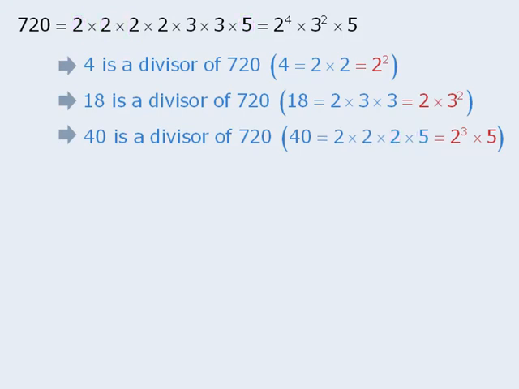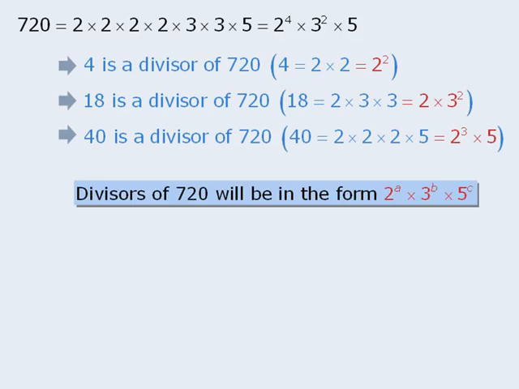Now here comes a very important observation. Since the prime factorization of 720 consists solely of 2's, 3's, and 5's, the divisors of 720 must be in the form 2 to the power of a times 3 to the power of b times 5 to the power of c. Now since the prime factorization of 720 has 4 2's, a can be any number from 0 to 4. Since the prime factorization of 720 has 2 3's, b can equal 0, 1, or 2. And since the prime factorization of 720 has 1 5, c can be either 0 or 1.